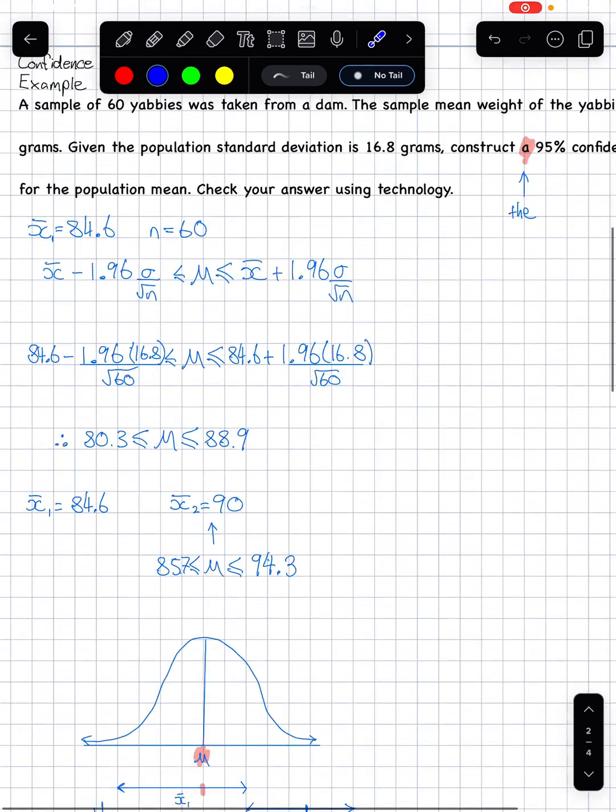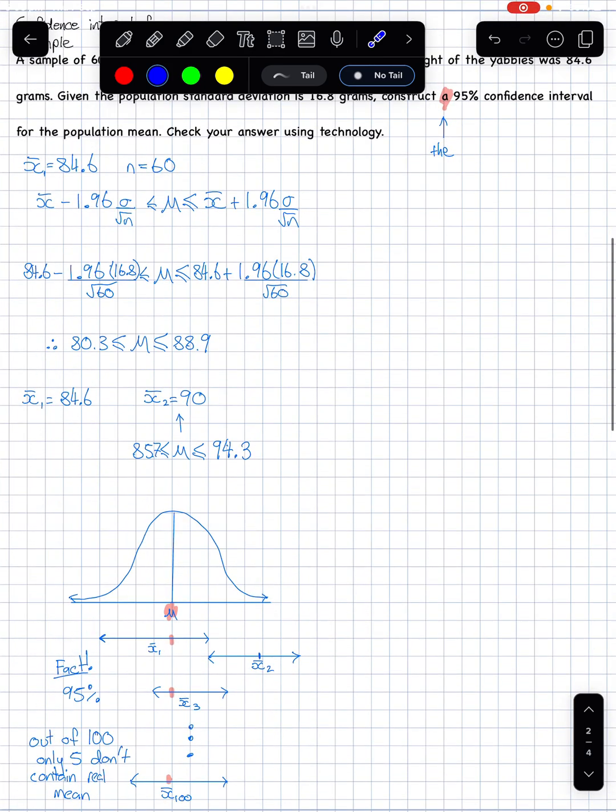I'm just going to leave that there for you, but that's basically confidence intervals there.